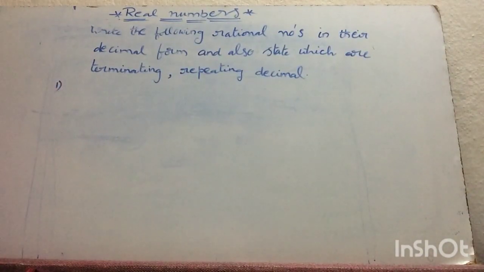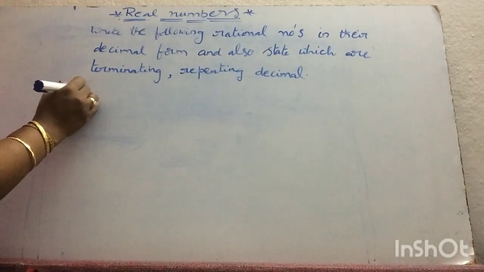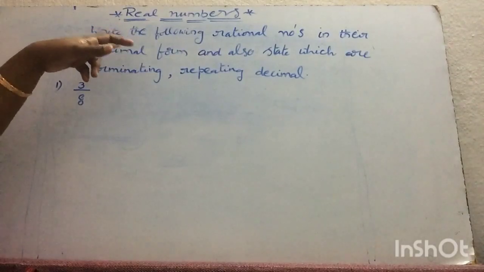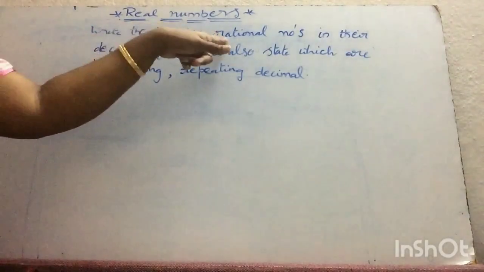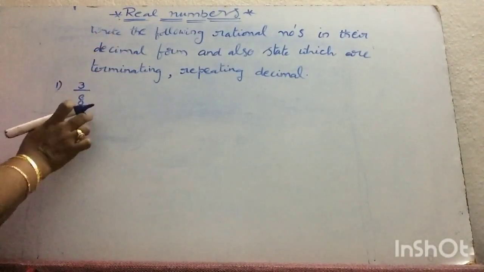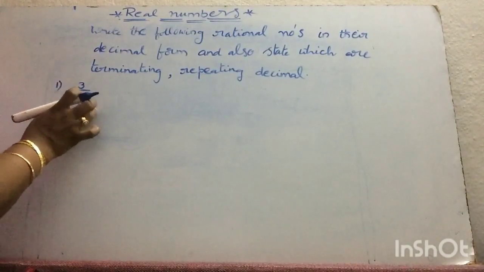I will take an example, 3 by 8. Here 3 by 8 is a rational number, and we will write the decimal form of this rational number and check whether it is terminating or repeating.